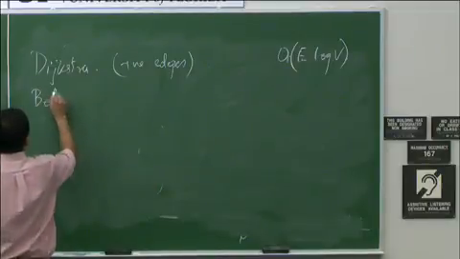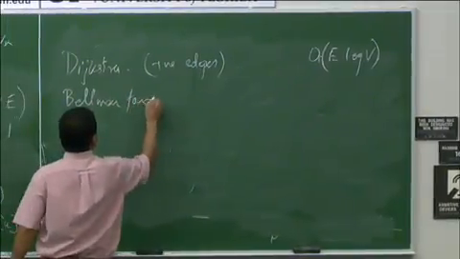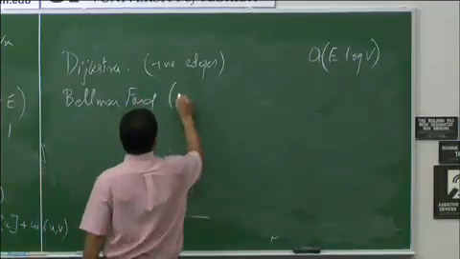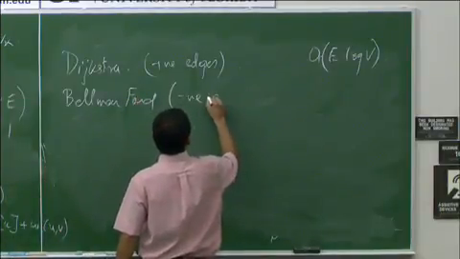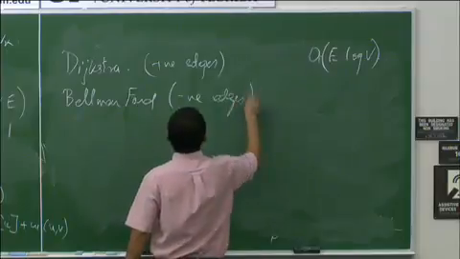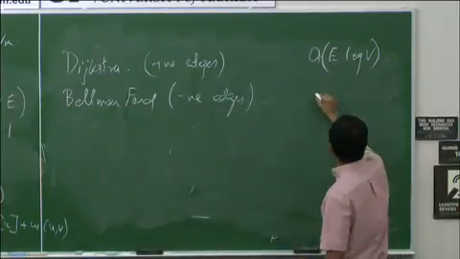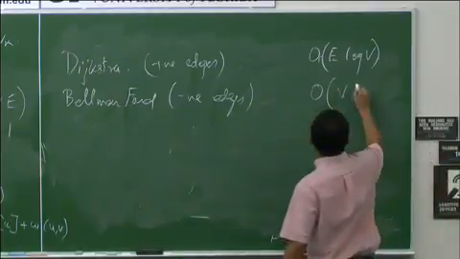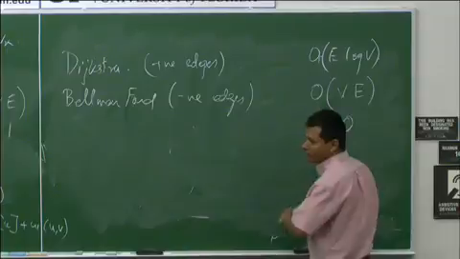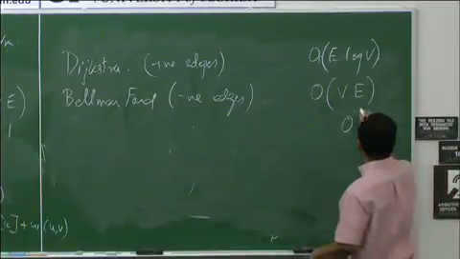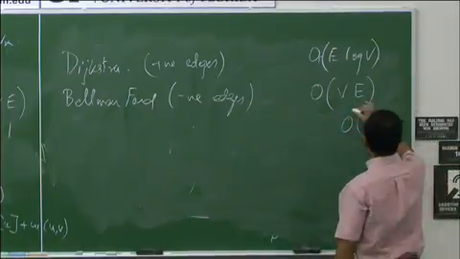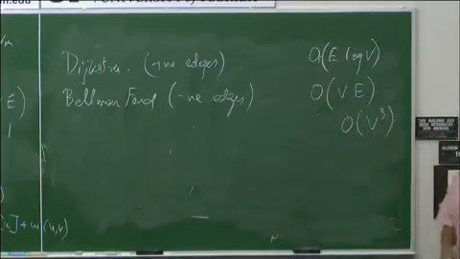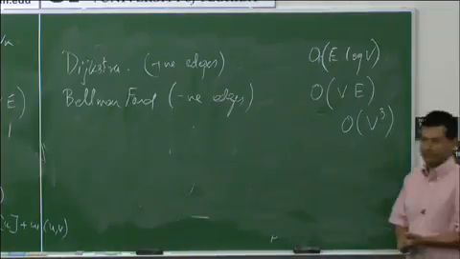Then we did Bellman-Ford, which allows negative edges. And this turned out to be order what? V times E, or in another formulation, if you have the whole thing sitting in a matrix, V squared, that became V cubed. Okay, so, this is the current situation that we have.